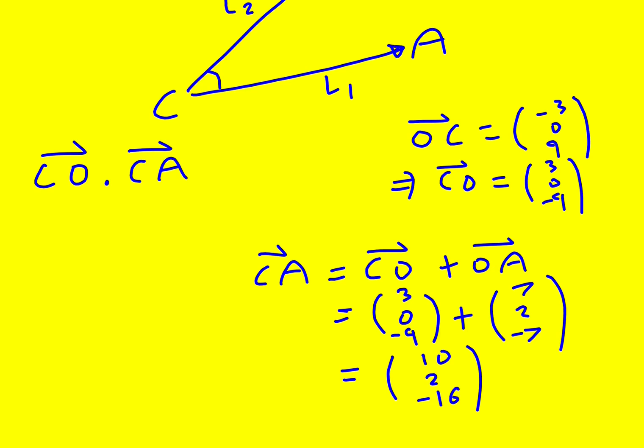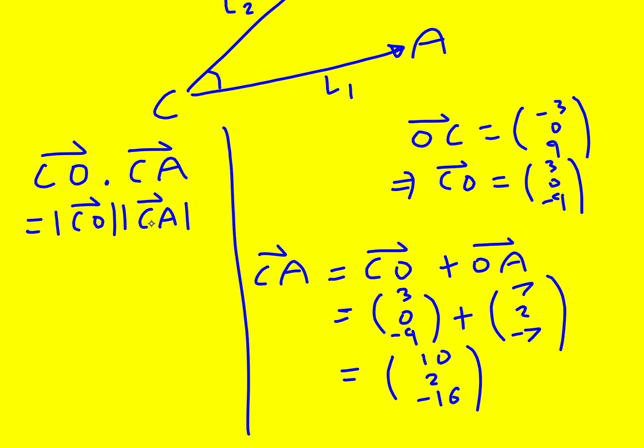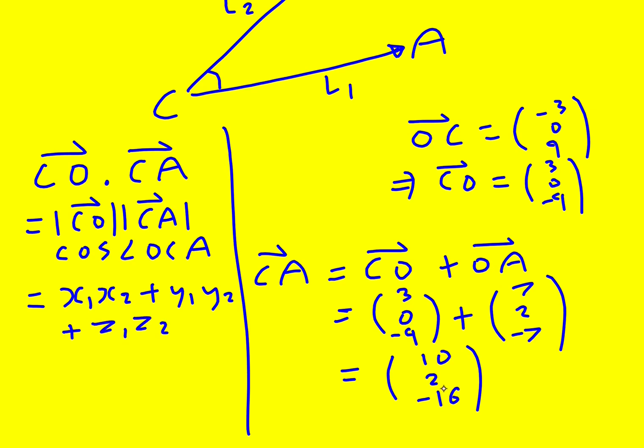Now back to the dot product. Remember, there's two ways of using the dot product. We can either write it down as the magnitude of CO times the magnitude of CA times cos of angle OCA, or we can basically multiply, so x1 x2 plus y1 y2 plus z1 z2. We can multiply the components accordingly.